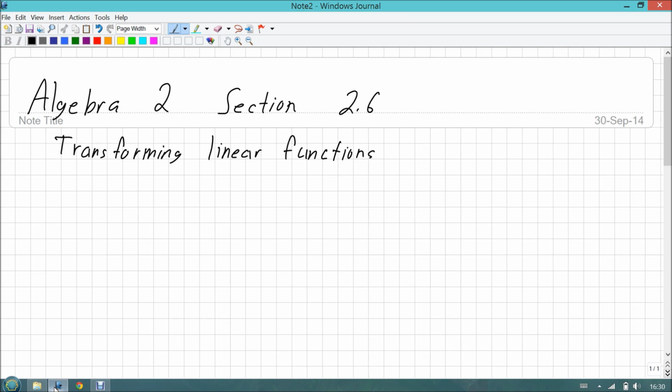Today we're going to be going over section 2.6, which is transforming linear functions. As we have learned before, linear functions are functions that form a line, and what we're going to look at is the different kinds of transformations that you can do to a linear function. Basically, all transformations come down to similar things.